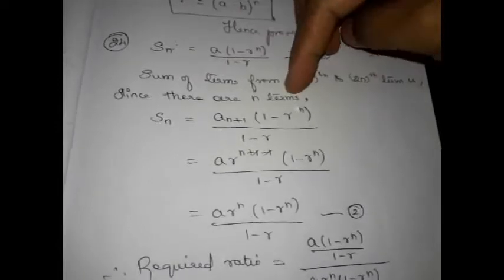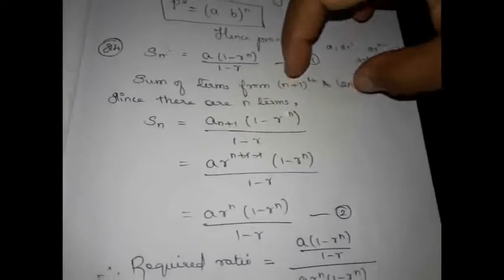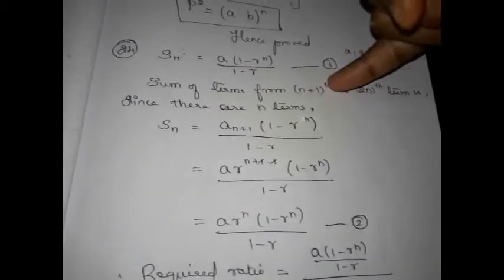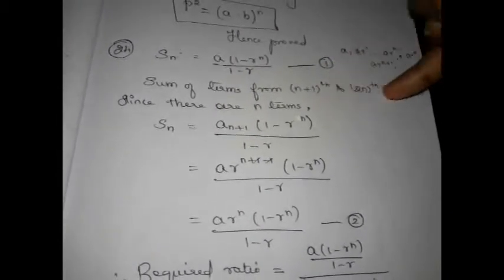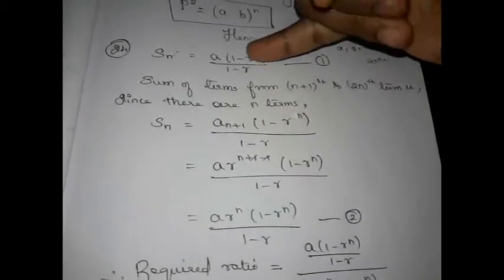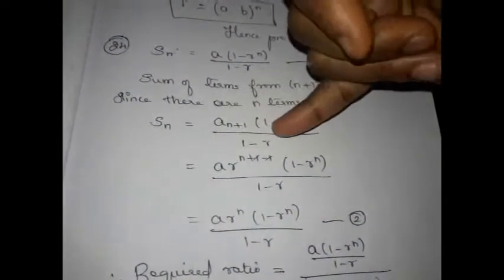Since there are n terms, your Sn is going to be, what is your formula? A, the first term of this sequence. The first term of this sequence is going to be a_(n+1), into 1 minus r power n, where n is the number of terms. Here the number of terms is again n only. So it is going to be r power n divided by 1 minus r.